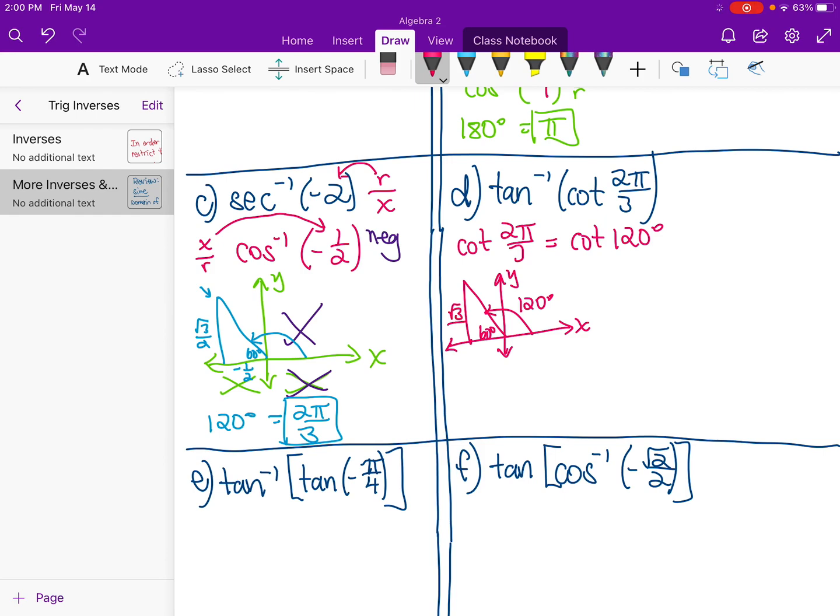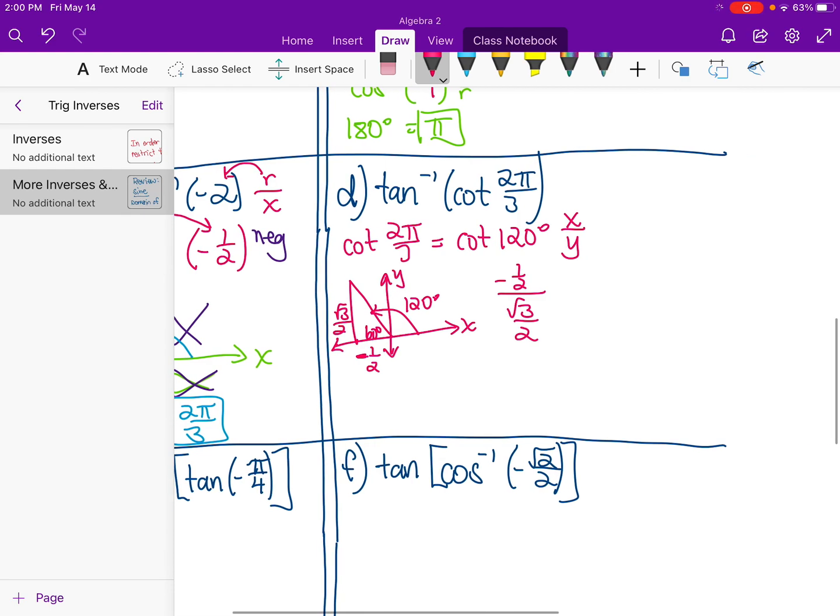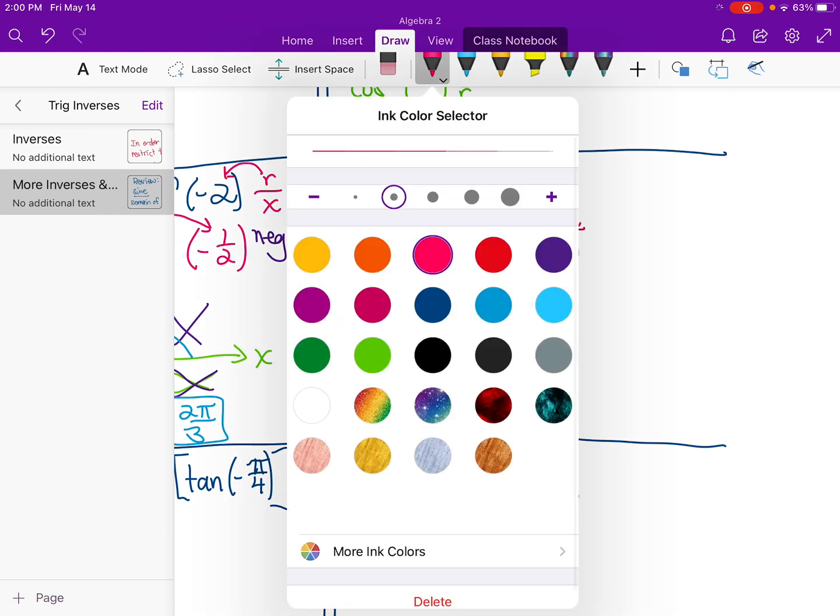So I'm going to label my sides. That's a negative. And then cotangent is x over y. It's the reciprocal of tangent. So that's going to be negative 1/2 over rad 3 over 2. And then just like we did towards the end of yesterday, we multiply by the reciprocal, and then we rationalize the denominator.